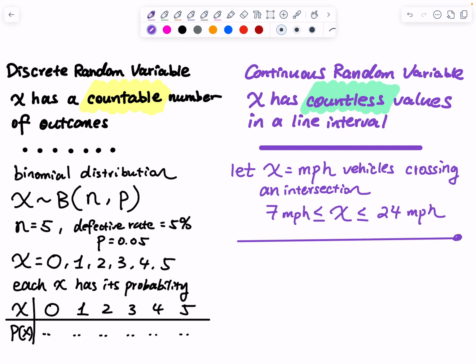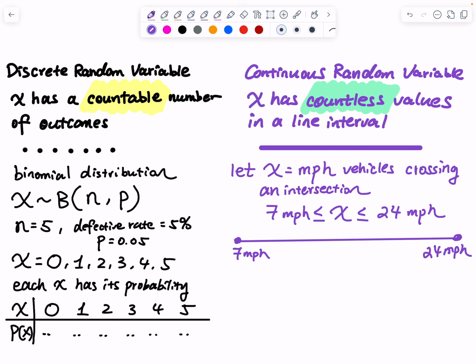We are no longer having dots. So this is the minimum, 7 miles per hour, and then the maximum is 24 miles per hour, and then there are infinitely many dots, right? Between 7 and 24, you can say there are infinitely many numbers. You can say 7, 8, 9, 10, 11, 12, 13, 14. But what if we count the decimals? Because for miles per hour, I can have 7.11, 7.22, 7.55555, right? I can use decimals for miles per hour.